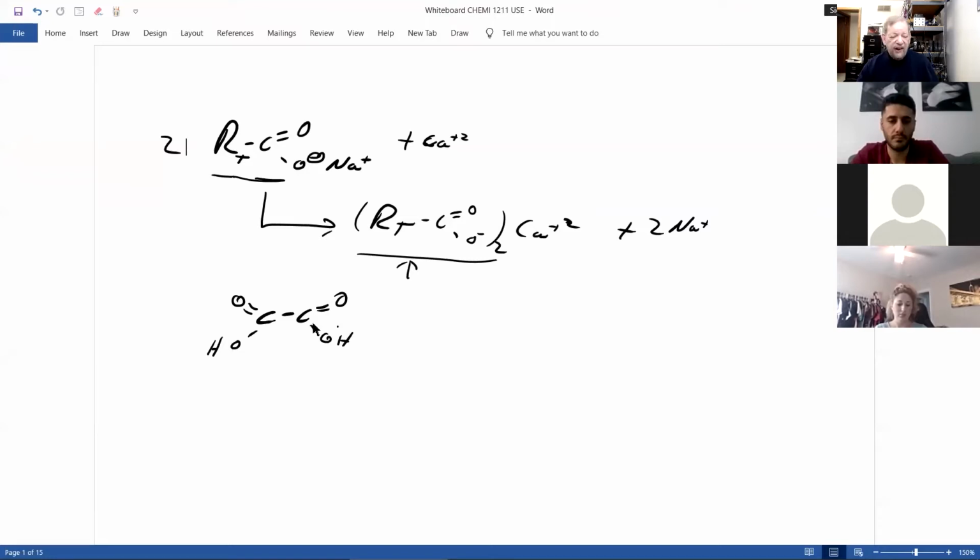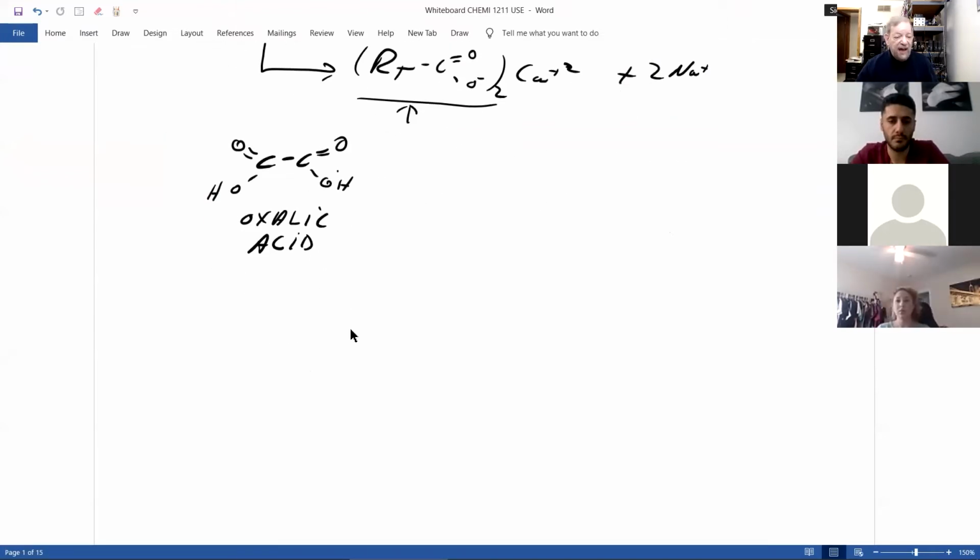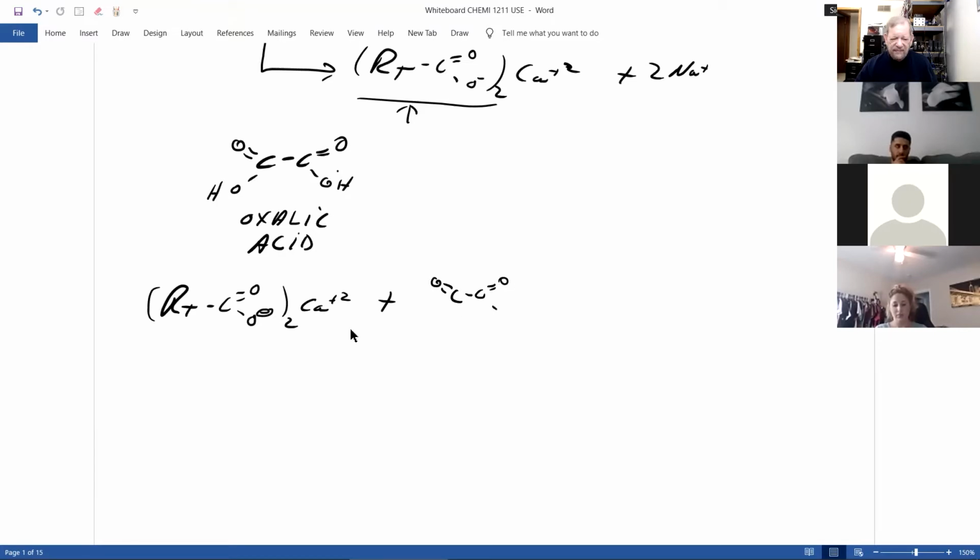This is a structure of oxalic acid. And it's a carboxylic acid, actually 2 of them in the same molecule. So if I have bathtub scum, which are these calcium carboxylate anions of sodium tallowate originally, and I react it with oxalic acid, this is a straight acid-base reaction.